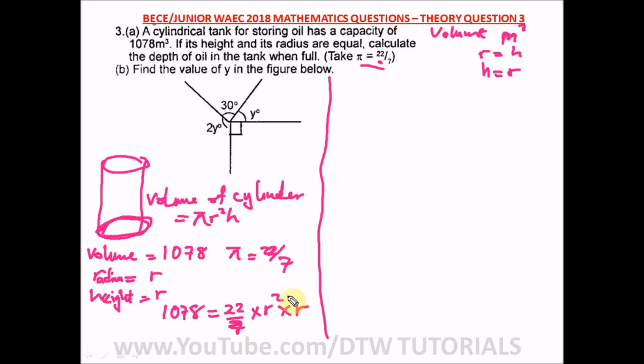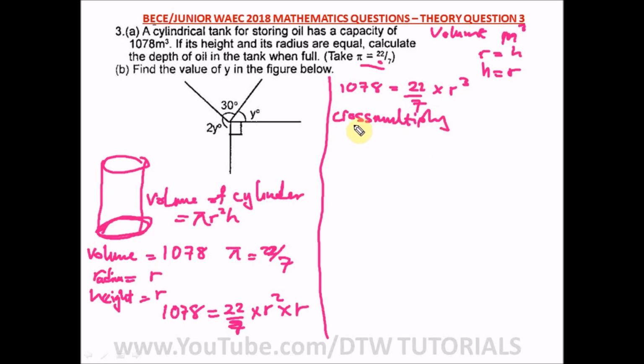So what do we have here? Let me simplify this for you. We have 1078 is equal to 22/7, R squared times another R gives us R cubed. From here we can make R the subject of the formula, but let's first cross multiply.